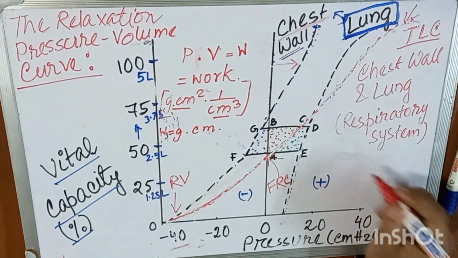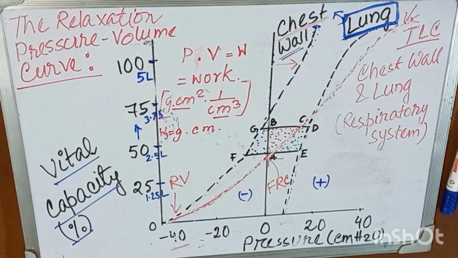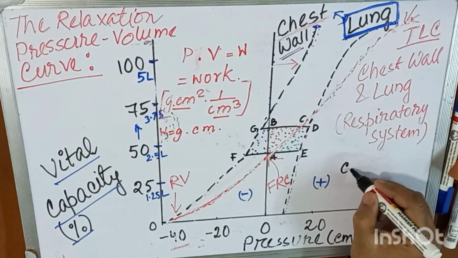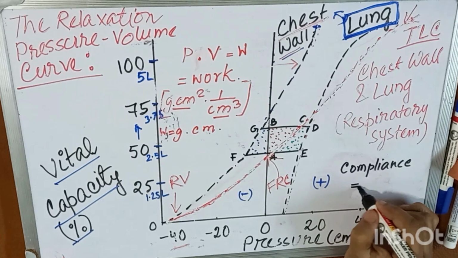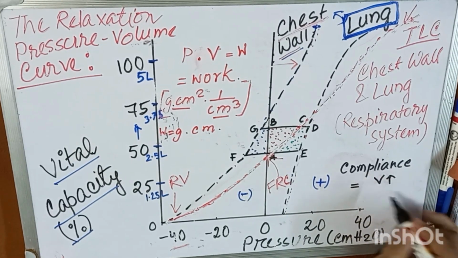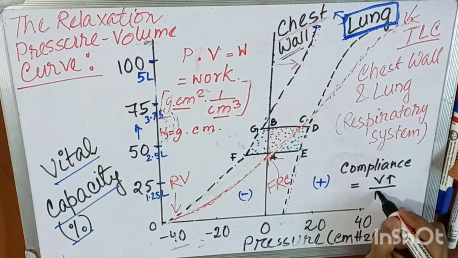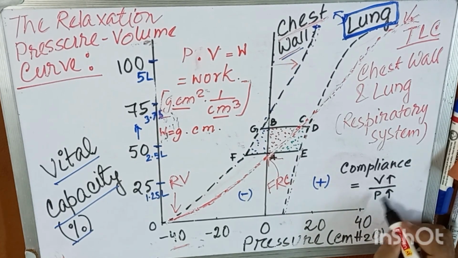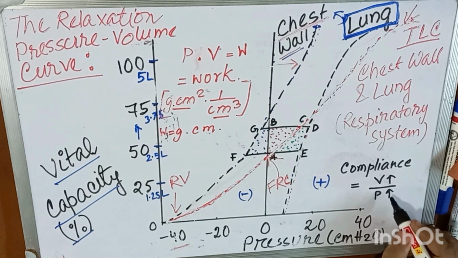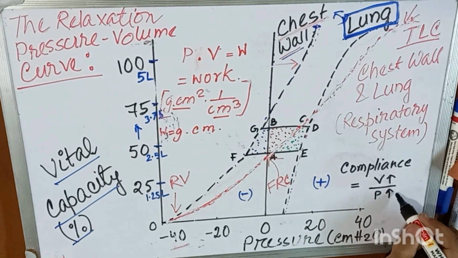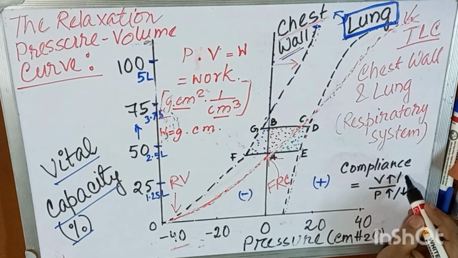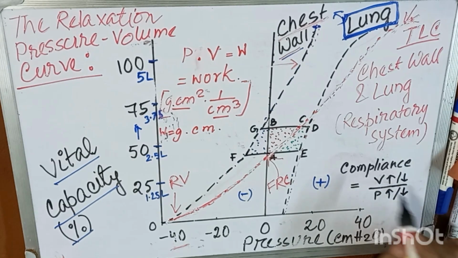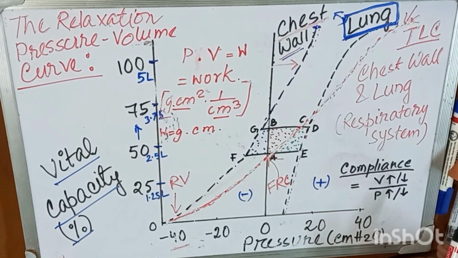So what is compliance? We know that compliance is the ability of the lung to expand. Compliance, C-O-M-P-L-I-A-N-C-E. Compliance is the ability of the lung to expand, meaning to increase its volume by a change in pressure. So if there is a lowering of pressure or an increase in pressure, the change in volume that occurs is called the lung compliance.